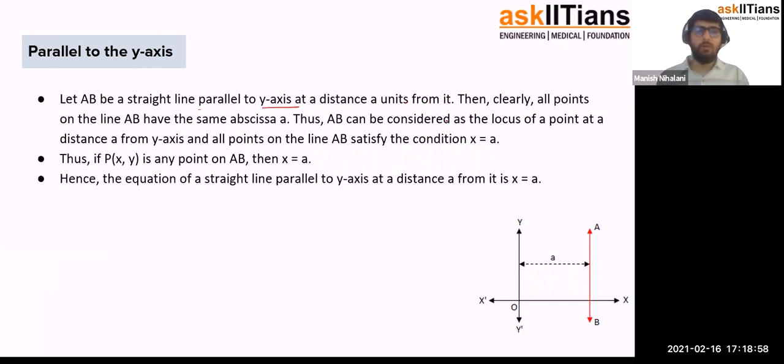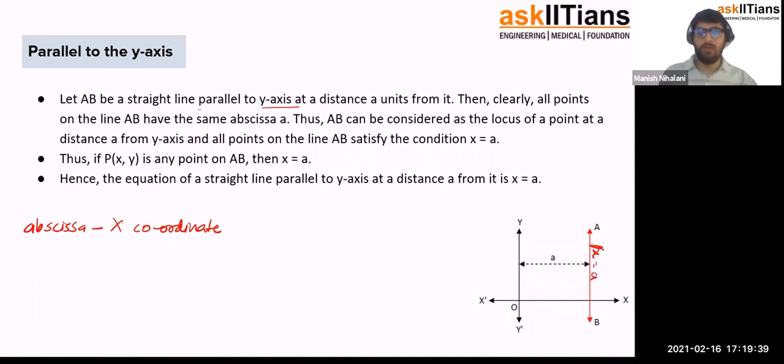Then clearly all points on the line AB have same abscissa a. Right? Same abscissa means, see, your abscissa is your x coordinate. Abscissa is the x coordinate. So when you are saying line is parallel to y-axis, it means it's literally vertical. When it's vertical, its horizontal distance will not change. It will have same abscissa. All points will have same abscissa, and that is why it is written as x is equal to a, x is equal to plus a.